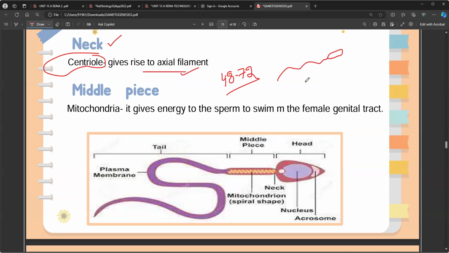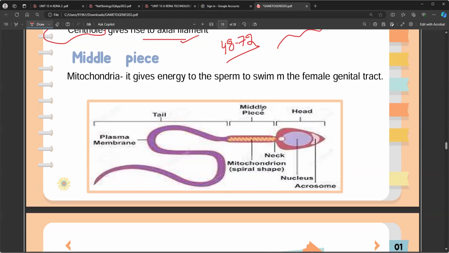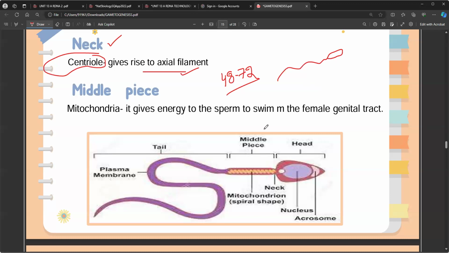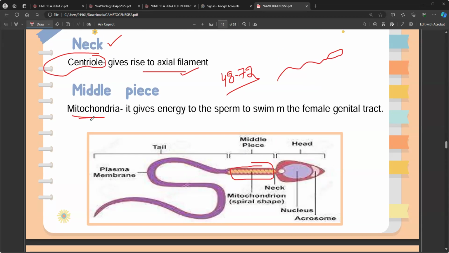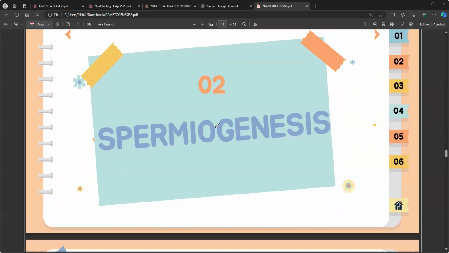If the sperm wants to move continuously, it requires an abundant, continuous source of energy. That's the reason the middle part of the sperm contains numerous mitochondria. It gives energy to the sperm to swim in the female genital tract. No point of getting confused. That is the middle piece.